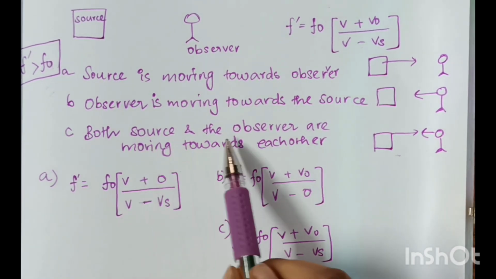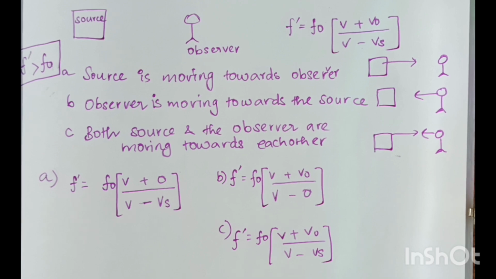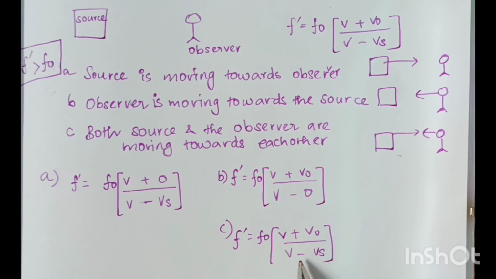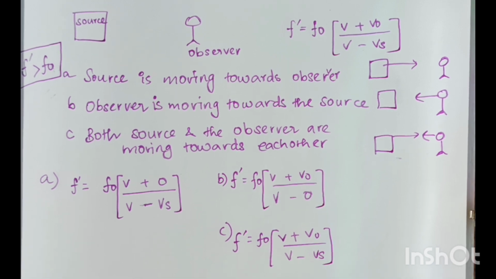The third case: both source and observer are moving towards each other. This is what I have already told. The observer is in the numerator part, right? So if he is moving towards the source, then we have to use a plus symbol, because the numerator has to be increased and the denominator has to be decreased. So how will the denominator be decreased? We subtract Vs, the velocity of the source. That is how we get f dash greater than fo.